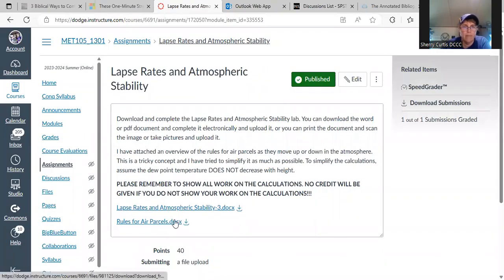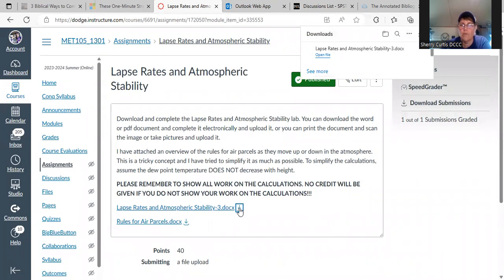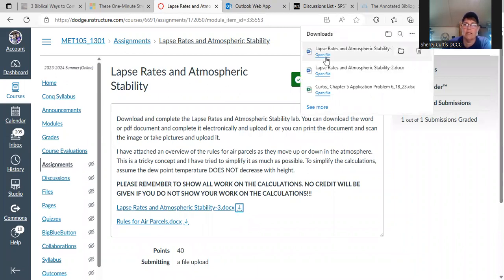So, I gave you a list of rules for air parcels. You might want to read that, but most of this information is found on pages 116 through 125 in your textbook. There are some pictures that should help you with this. And then open the document.